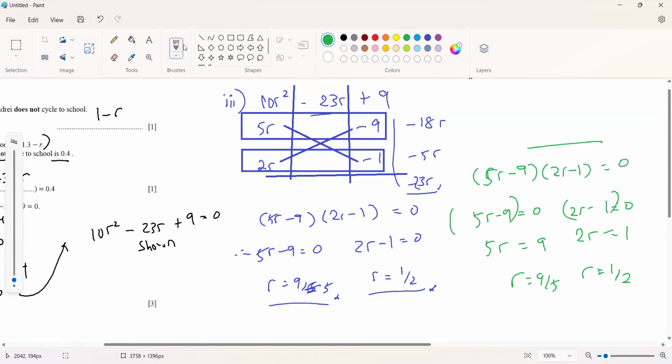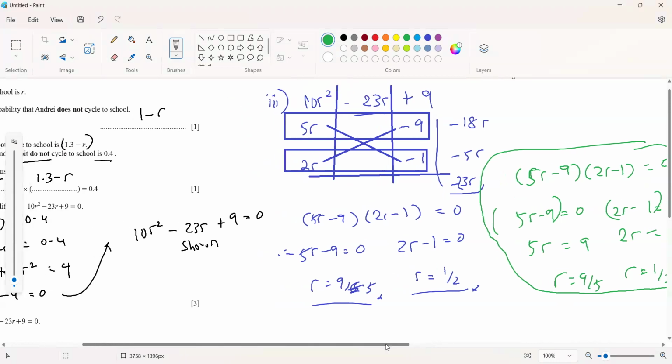Of course, if you write it in this order, they will not know what you did actually. So if you're not sure about the cross method, you can use this to show it as well, because at the end of the day, as long as you show the double brackets, that's the most important part of the question actually. So there's no concern there.